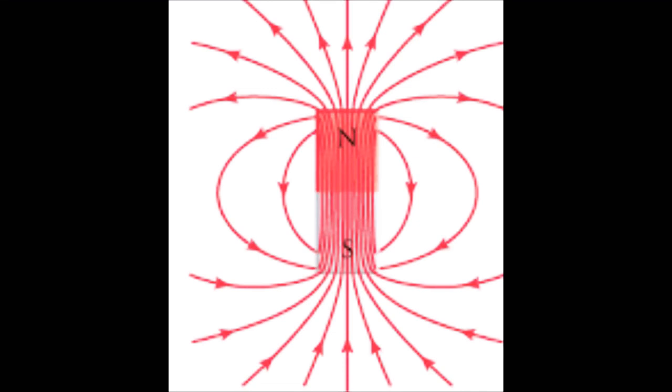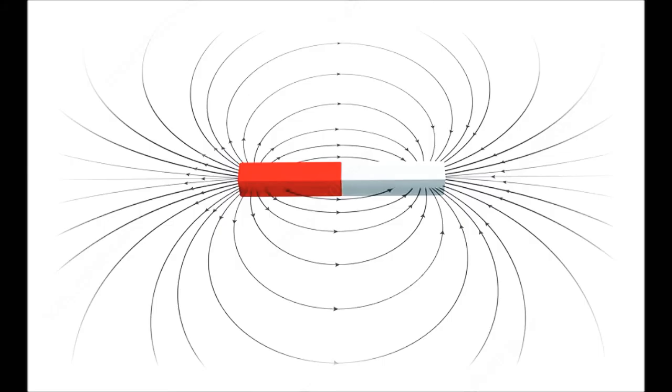If the field lines are closer to each other, then the field of the magnet is stronger, and we must consider it a strong magnet. No two field lines will cross each other. You must remember that.